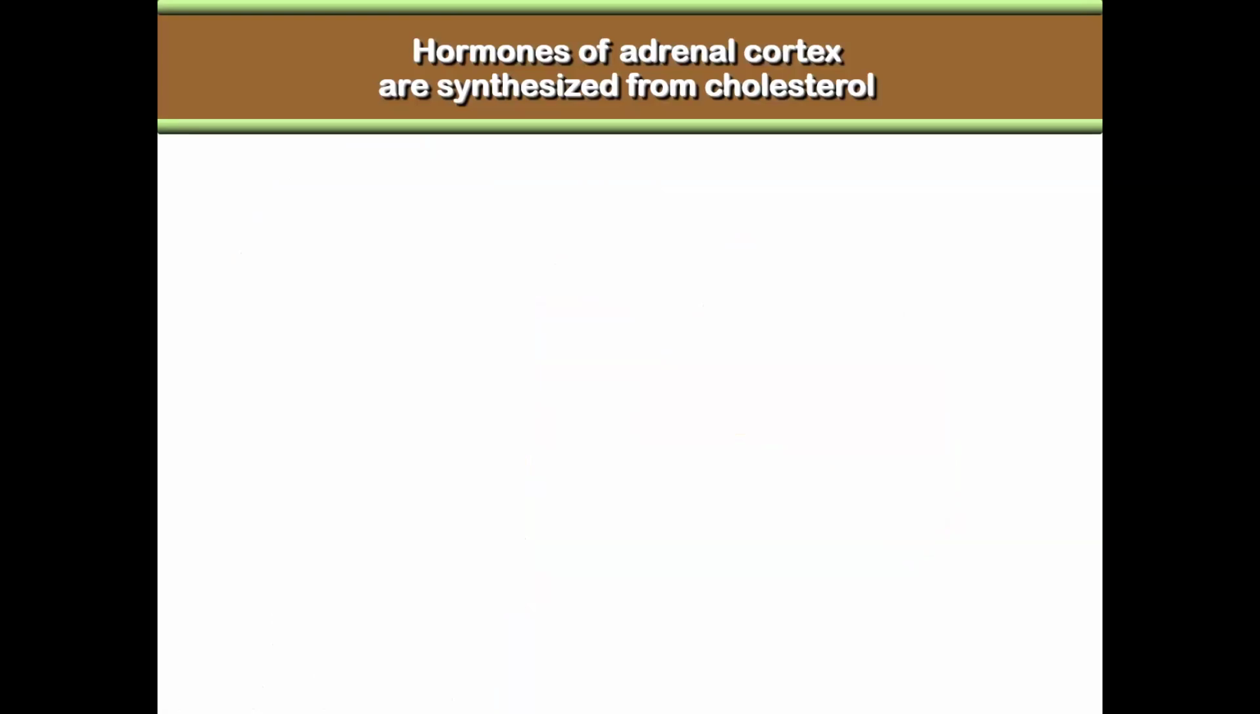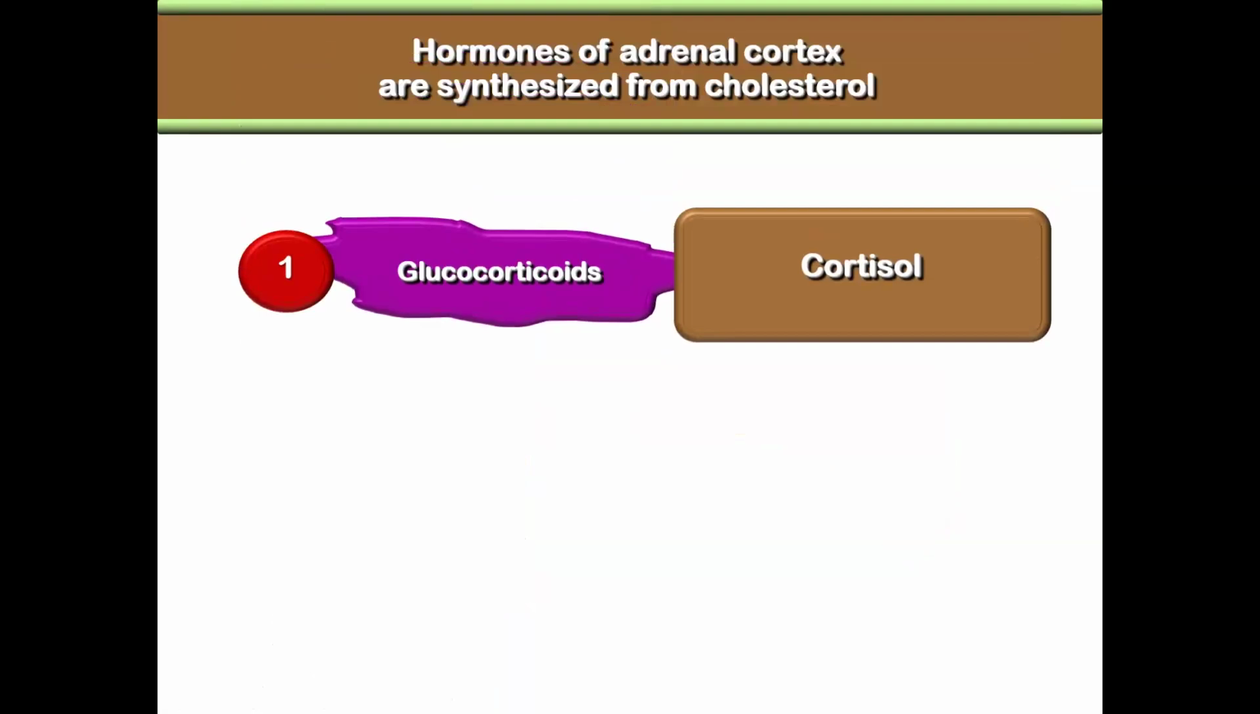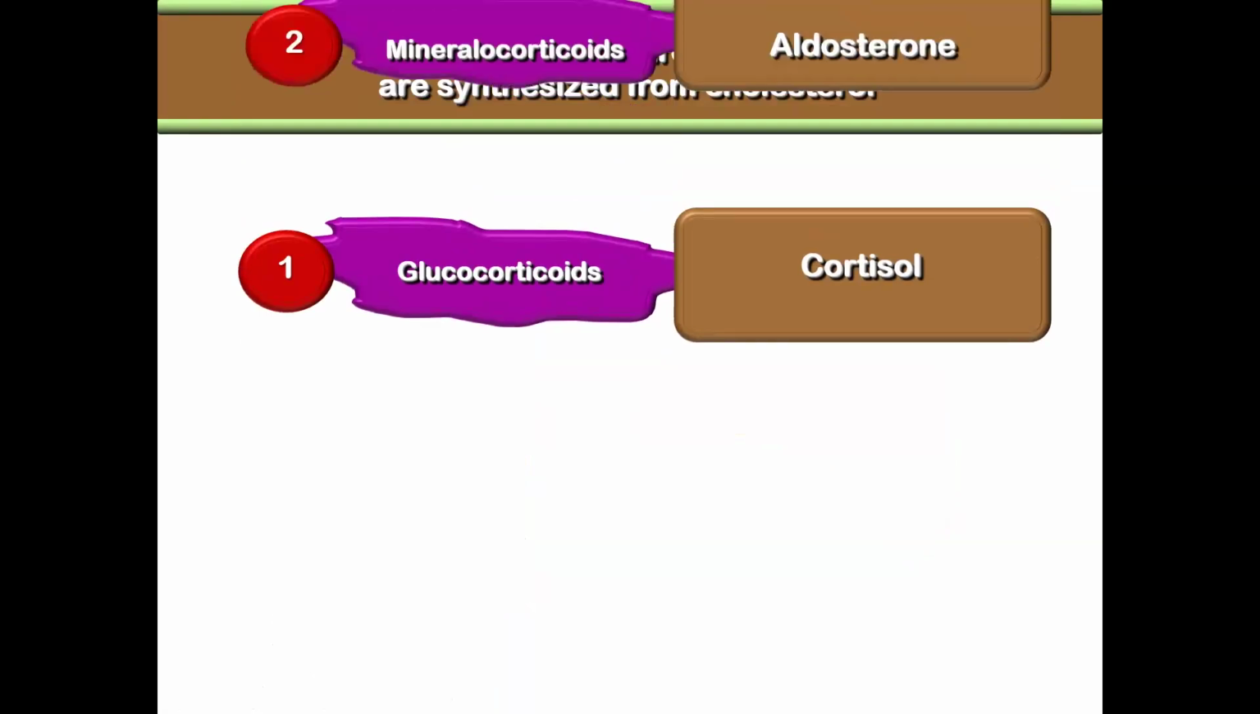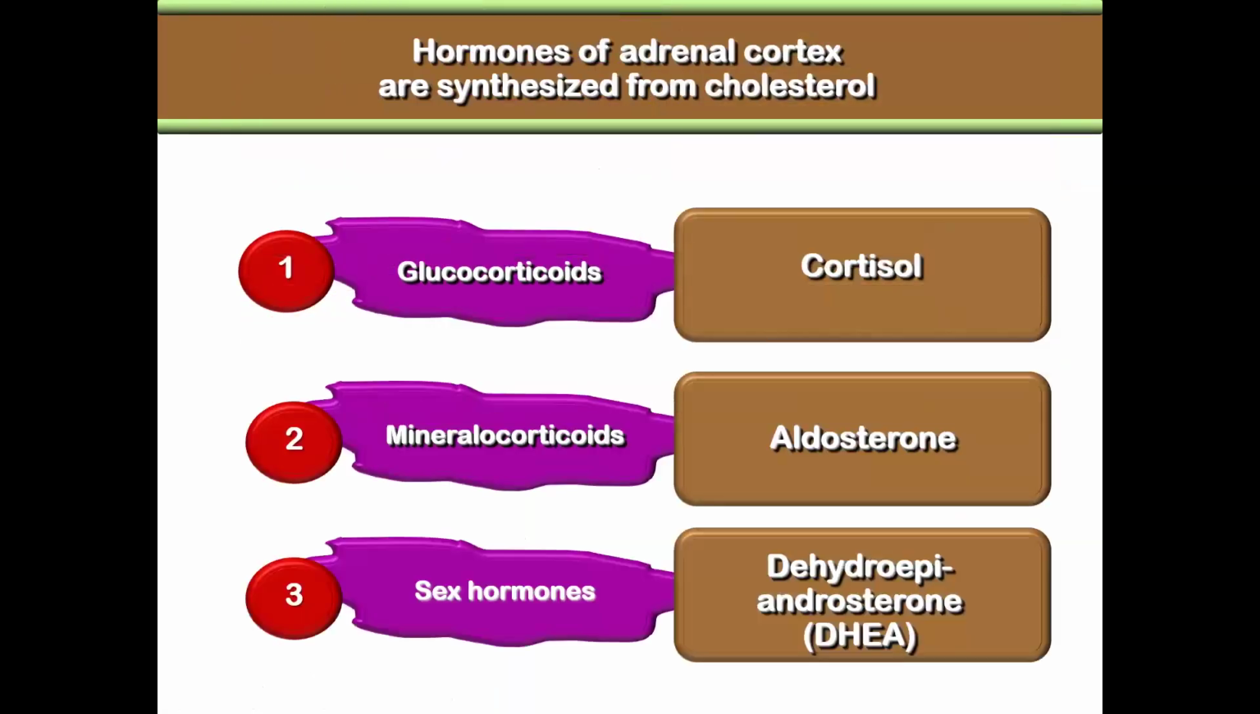So the hormones which are synthesized and produced from the adrenal cortex are all steroid in nature, and they are synthesized from cholesterol. And the number one hormone is cortisol, then aldosterone, and then there is a type of sex hormone, which is dihydroepiandrosterone. So these are the three different hormones which are secreted from the adrenal cortex, which is the outer part of the adrenal gland. Cortisol, aldosterone, and dihydroepiandrosterone.